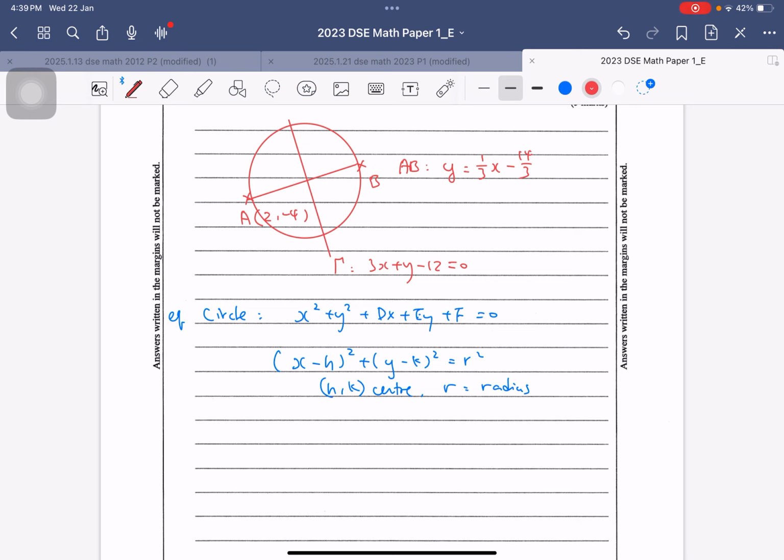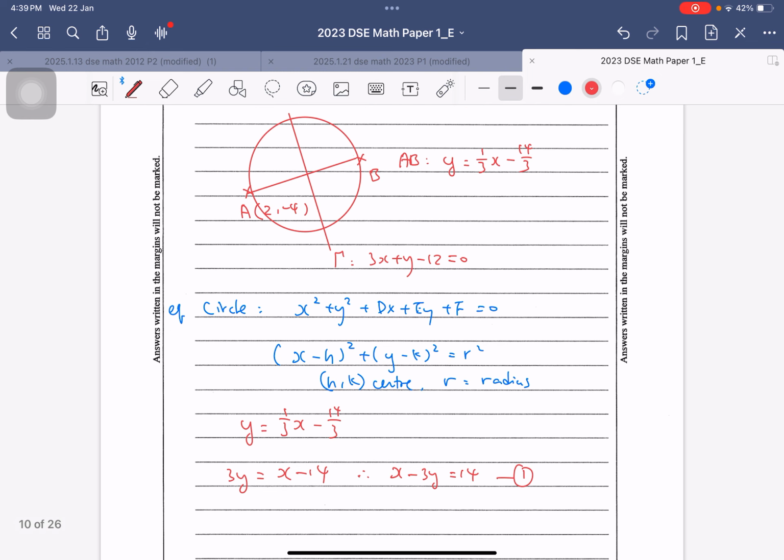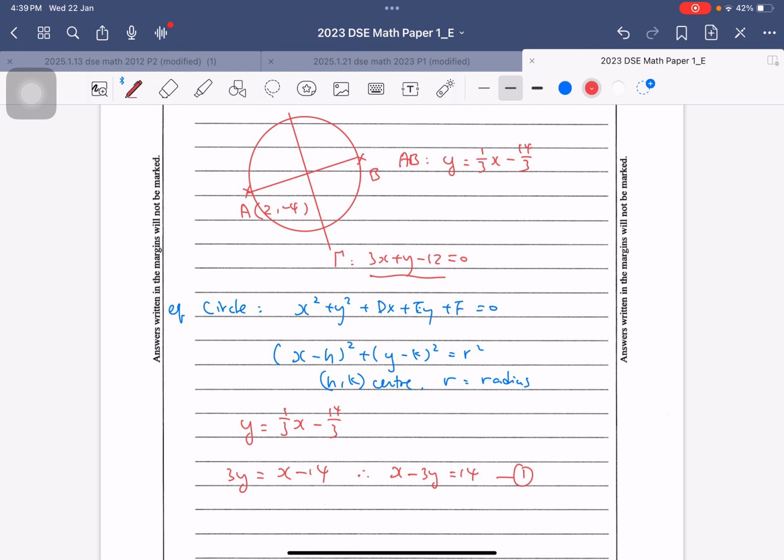Let's find the center coordinates first. We have y = 1/3 x - 14/3. Multiplying by 3, we have 3y = x - 14, so x - 3y = 14. That's the first equation. For the second equation, we have 3x + y - 12 = 0, which we can write as 3x + y = 12. This is the second equation.